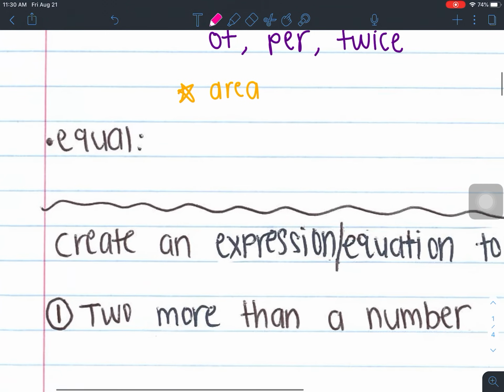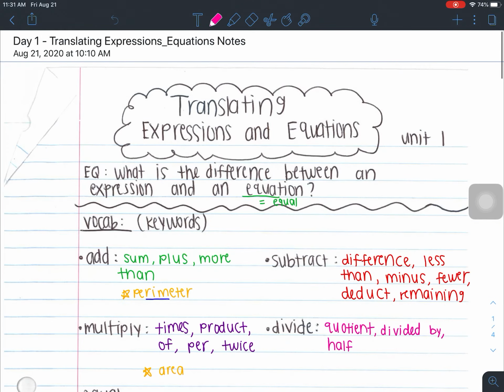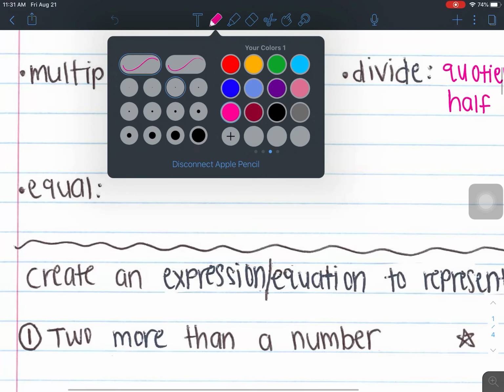All right, and the last thing that we have here is the word equal. Now, there's some keywords here that, my Notability froze. Give me one second. I'm going to go ahead and close out of it and go back into it. There we go.